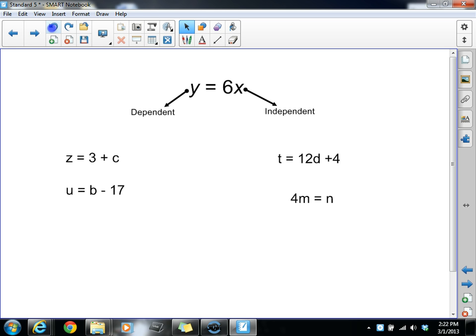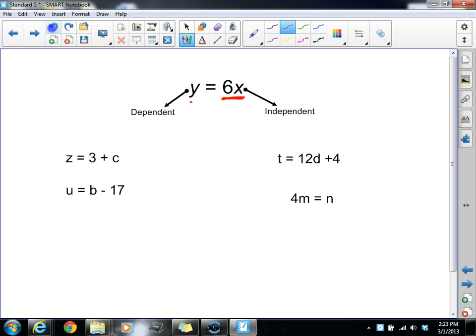For example, you see on the board here, y equals 6x. Now, the interesting thing is, y depends on x, because if you can figure out what x is, you then figure out what y is, and so on and so forth. So x is what we would call the independent variable, because it can be by itself. 6x is okay, but y depends on x to be able to solve it. We can't solve for y until we know x.